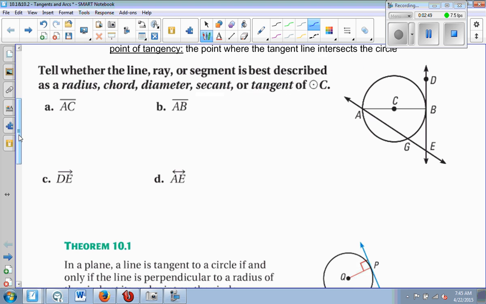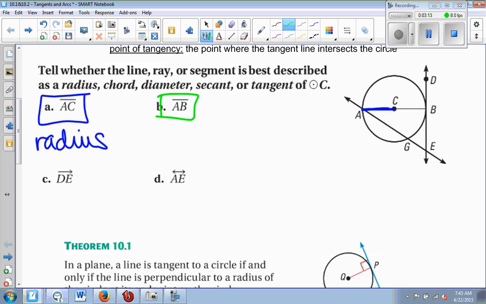Moving down here, we've got a picture on the right-hand side, and what we're going to do is identify if AC here is a tangent, a radius, a chord, a secant, or a diameter. So AC is this blue highlighted segment. It goes from center to edge, so it would be called a radius. The next one we're going to talk about here is AB. We're going to determine if it's a chord. AB goes edge to edge for the circle, and it passes through the center, so it is called a diameter.